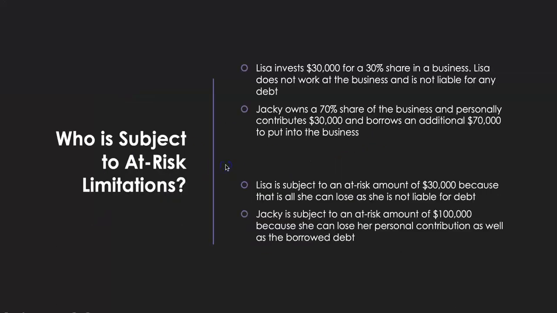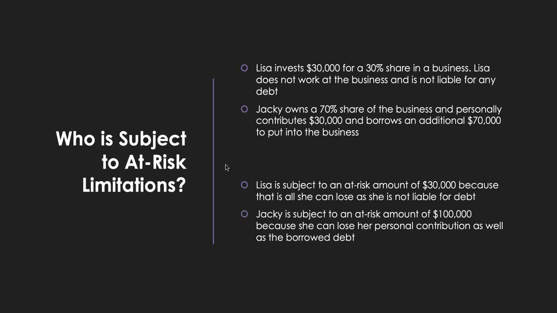So who is subject to at-risk limitations? This is a good example. Say you have someone like Lisa, who's investing $30,000 for a 30% share in a business, and Lisa does not work at the business and is not liable for any of the business debt; she just has a stake in the business. And then there's Jackie, who owns the other 70% share of the business, and she also personally contributes $30,000 to the business and borrows an additional $70,000 to put into the business. You kind of want to know who's subject to what.